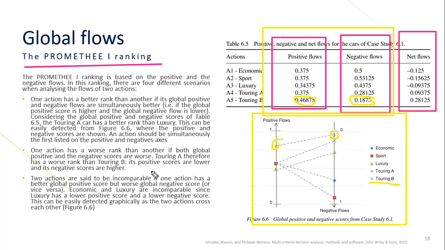However, if the global positive and global negative scores are not always like this, so one is bigger and one is not, we will say that this is incomparable. Incomparable here, since one is lower, for example for negative they are lower, but for positive they are not that much higher. So you need to decide. It is not easy to detect if you have these two comparisons.